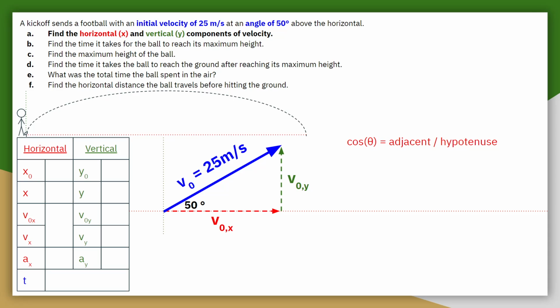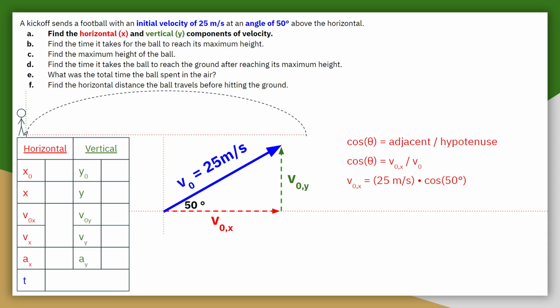To figure out the horizontal component, we're going to use the cosine function. Cosine of our angle is equal to the length of the adjacent side of the triangle to that angle divided by the length of the hypotenuse. Writing that in the way that makes sense for this problem, cosine of our angle is equal to our initial velocity horizontally divided by our initial velocity.